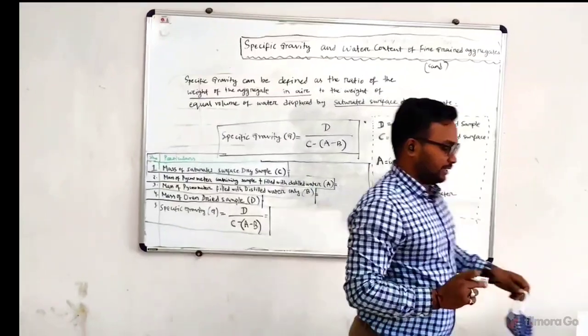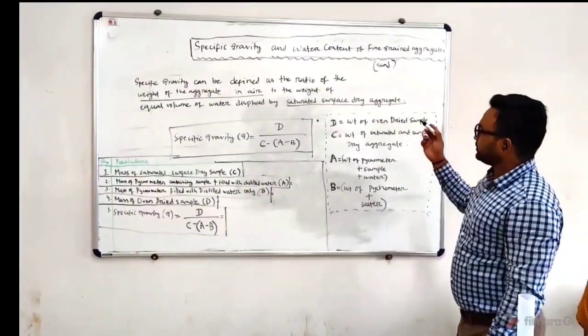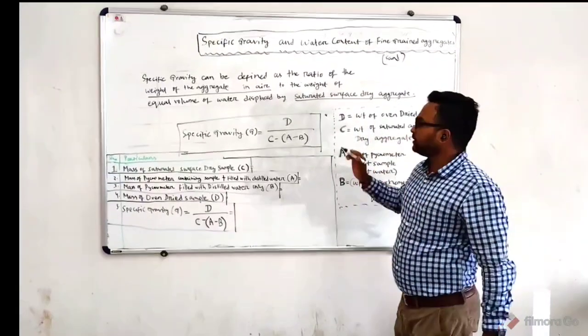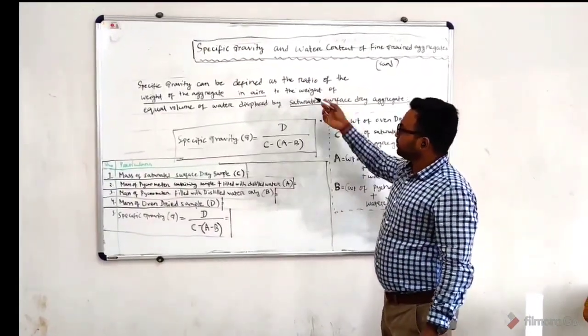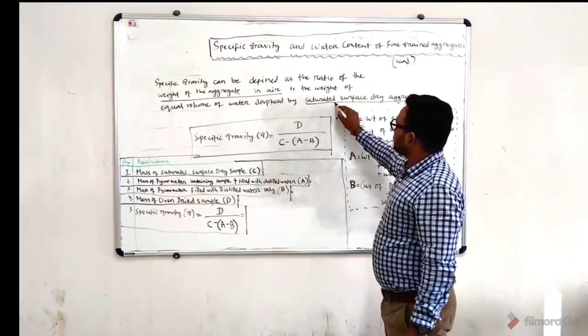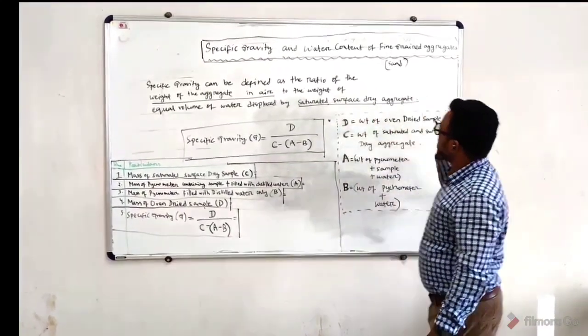So what is saturated surface dry? The denominator weight is weight of water. Remember this. Denominator weight is weight of water. Numerator weight is weight of soil sample. What important term is saturated surface dry aggregate.